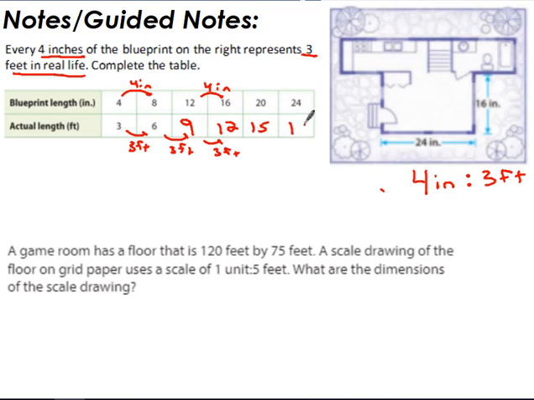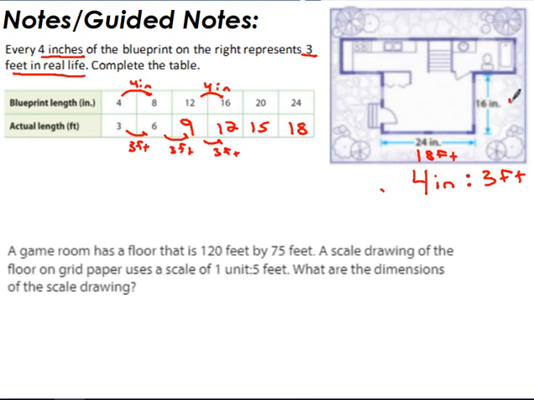So this wall right here is 24 inches long on the blueprint, but it's really 18 feet wide in real life. The 16-inch wall on the blueprint is 16 inches long, so in real life, it is 12 feet.